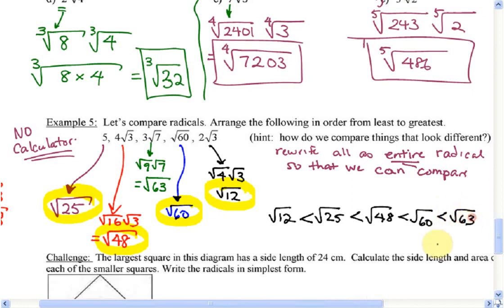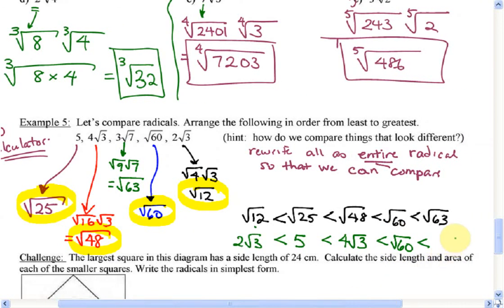Now, because the original questions were not written in this format, I would like you to rewrite them in the original format. So what was root 12 again? Oh, that was 2 root 3. What was root 25 again? Oh, that was 5. What was root 48 again? Oh, that was 4 root 3. What was root 60 again? Oh, that was root 60. So let's leave it as root 60. And then root 63, that's just 3 root 7. Okay?